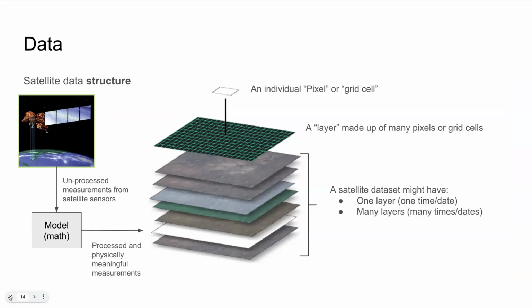In terms of what that is formatted as for a user like me, we refer to an individual grid cell or a pixel over which, say, a value of land surface temperature might be summarized. You'll hear both of those. A layer is a surface of many pixels or grid cells, a regularized surface. A satellite data set might have just one layer, one observation of land surface temperature at one time, or we might have many layers, many observations of land surface temperature over space at many different times.